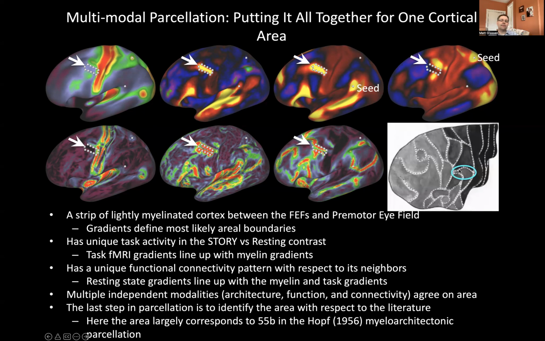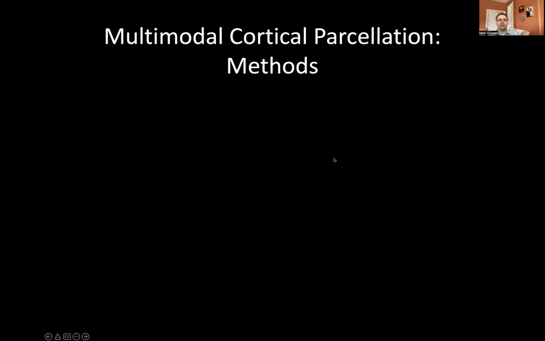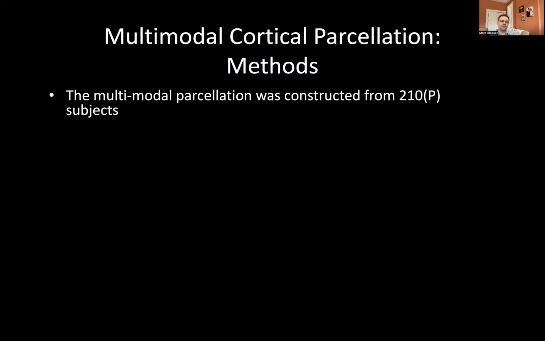It turns out that Adolf Hopf made some nice hand-drawn surface maps of myelin density where we have our two I fields on either side, just like we see here in our in vivo myelin maps. Got our motor cortex behind this location, just like we see here. And he called this location of slightly lighter myelin area 55B. And so we can take that going forward.